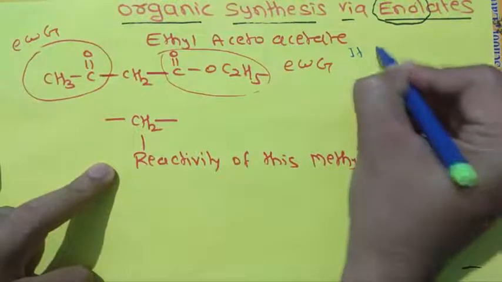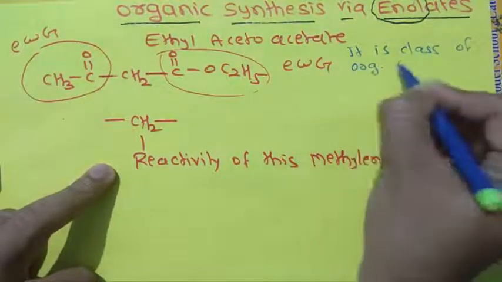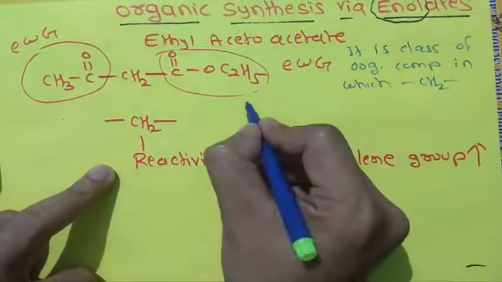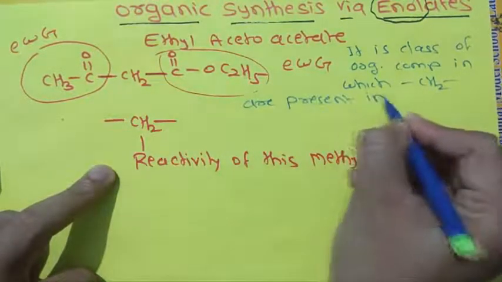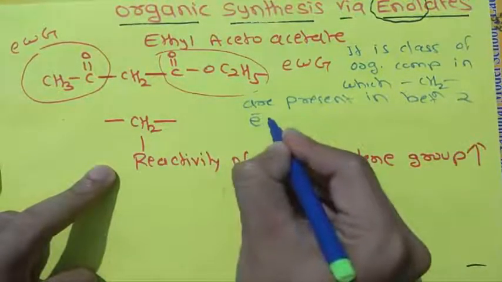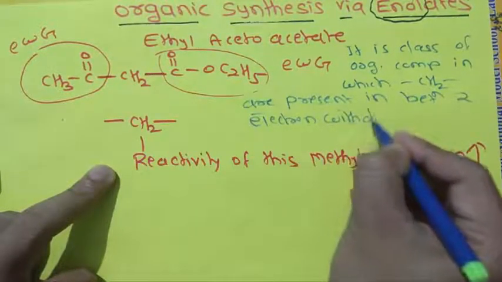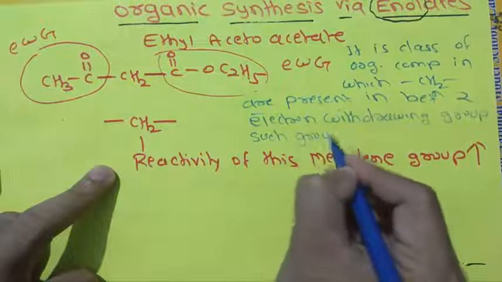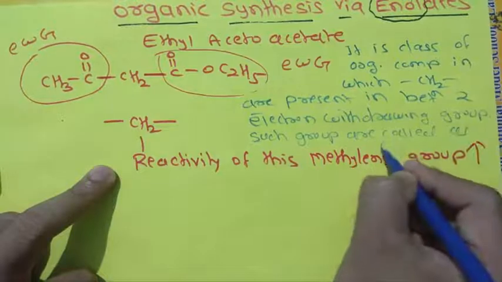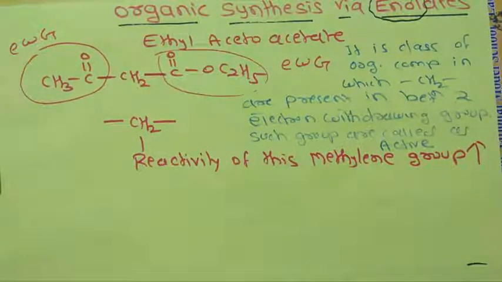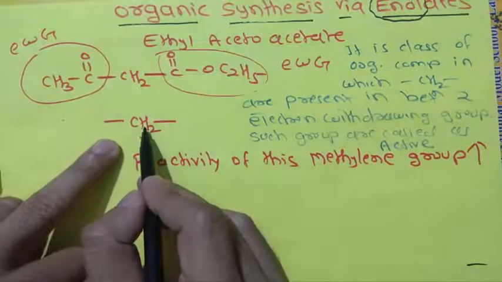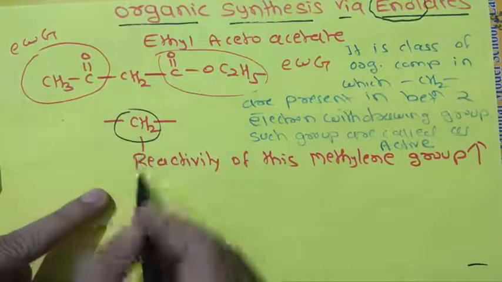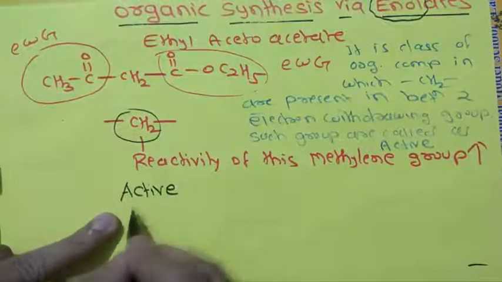Another way to see it: it is a class of organic compounds in which the methylene group CH2 is present in between two electron withdrawing groups. Such a group is called an active methylene group. Because this CH2 group is between two electron withdrawing groups, its reactivity increases, and that's why it is called an active group.